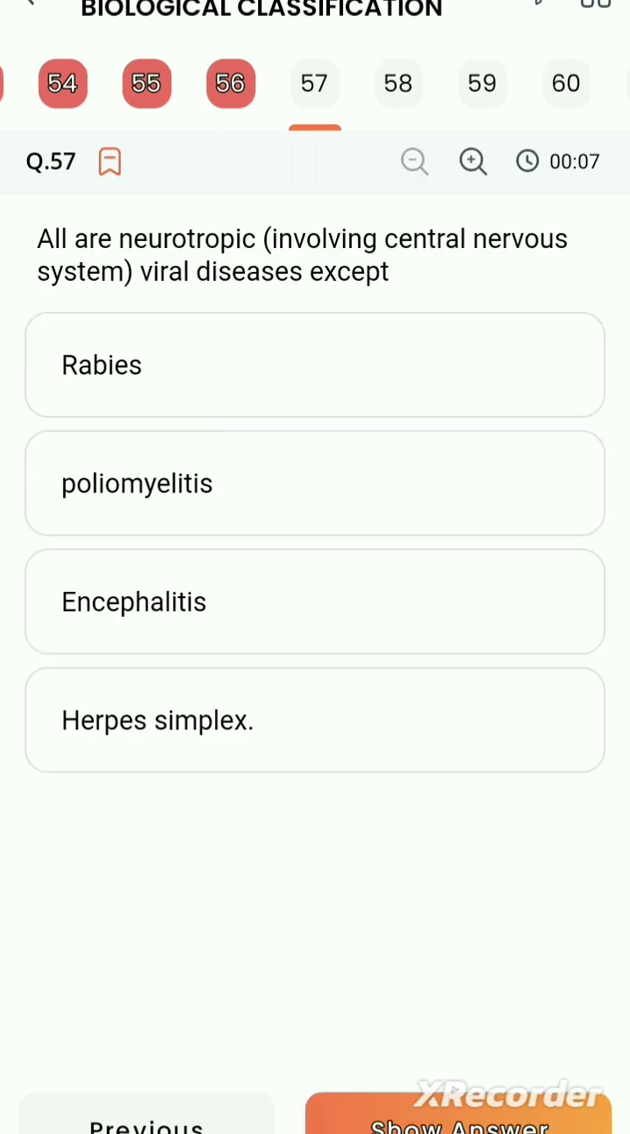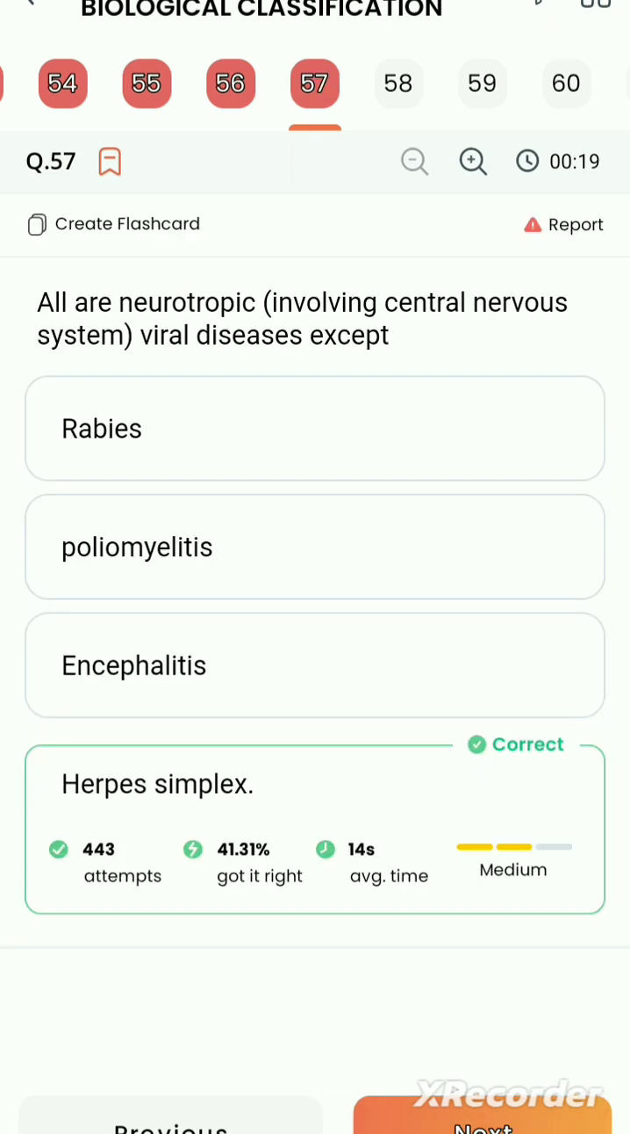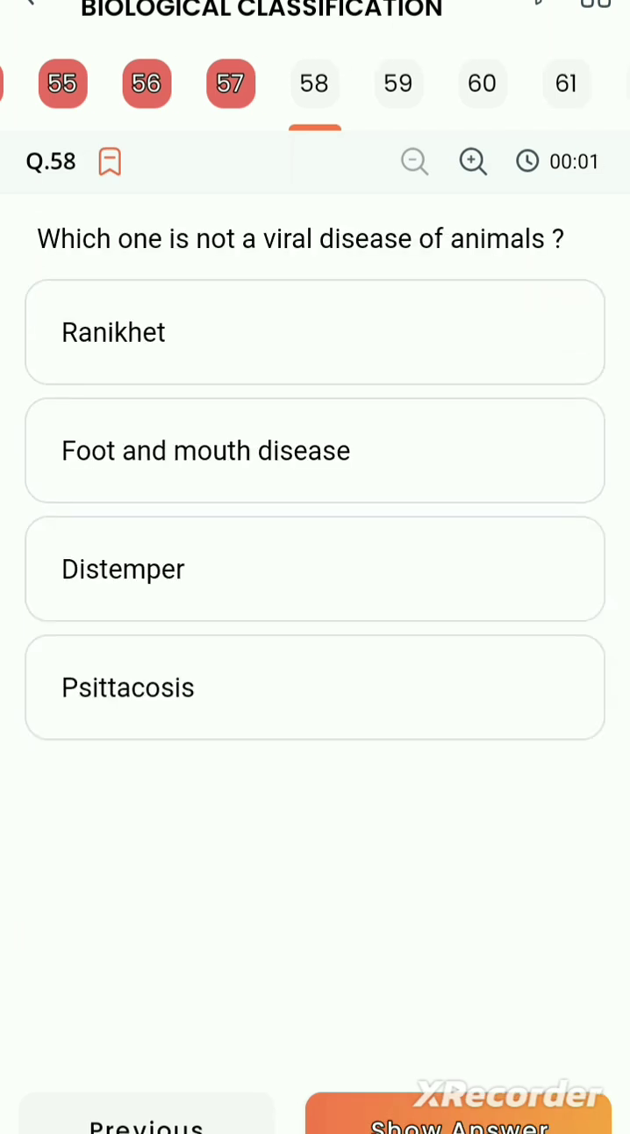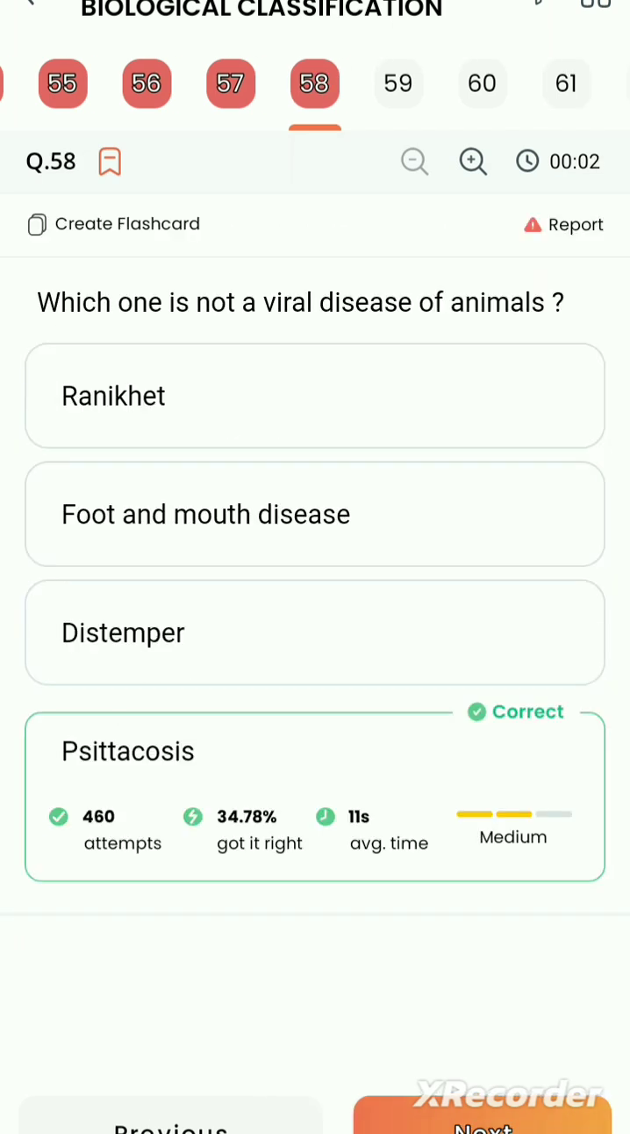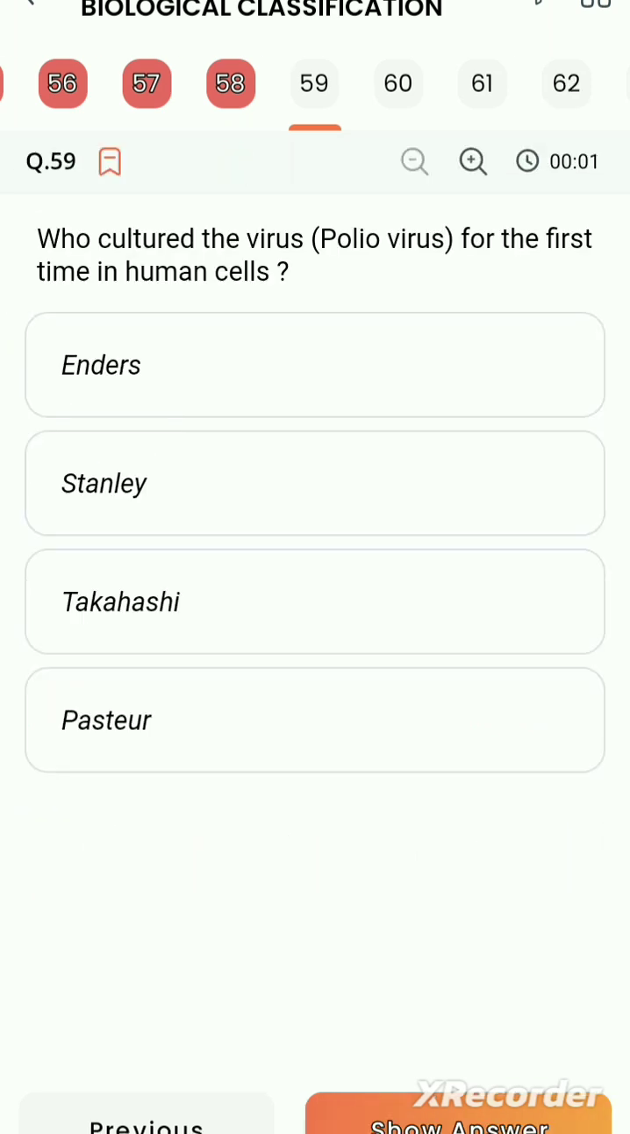Next question. All are neurotropic, involving central nervous system viral disease, except which one among this? Herpes simplex, that involves the reproductive organ. Remaining all involve the central nervous system. Question number 58, which one is not a viral disease? That's the last one, which is not a viral disease.